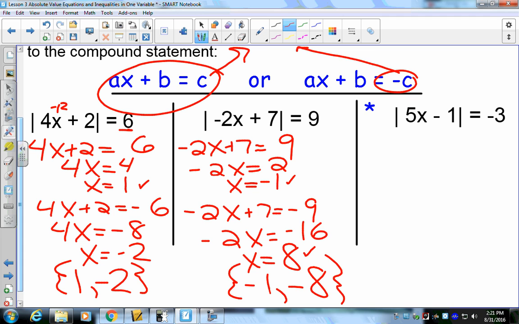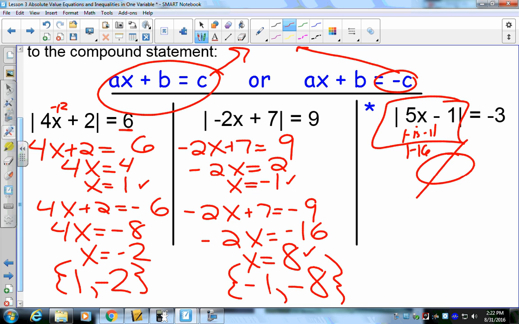Now, if you notice, the third problem has a star next to it. Before even solving it, I know that there is no solution. Now, if I wasn't sure, I could set up my two equations and solve, and when I check both the numbers, they aren't going to work. Why? Well, taking a look at it, no matter what number I plug in here for x, I'm going to get a positive value on this side. If I multiply 5 by anything and subtract 1, even if I got a negative, so let's say I plugged in negative 3, I've got negative 15 minus 1 and negative 16.